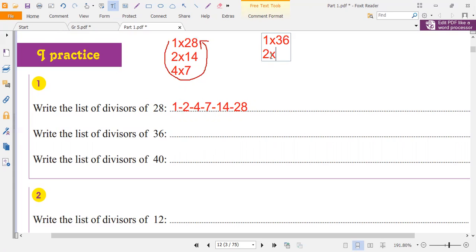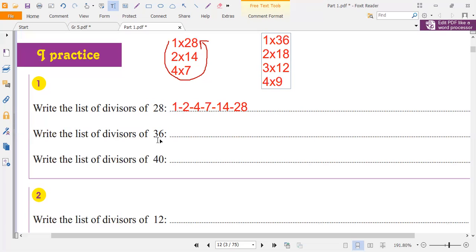To know the answer, we have to divide 36 by 2. So we get 18. Now, is it divisible by 3? Add the digits 3 plus 6. It is 9. So yes, it is divisible by 3. And it is 3 times 12. We divide 36 by 3. We get 12. Is it divisible by 4? Yes, it is 4 times 9.